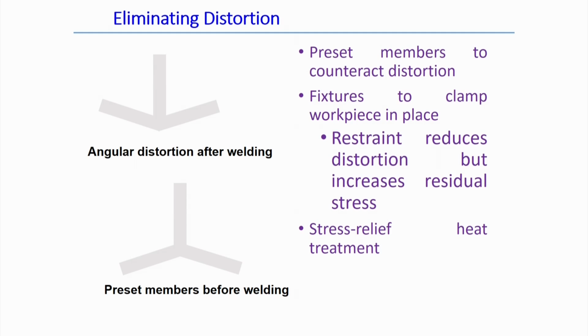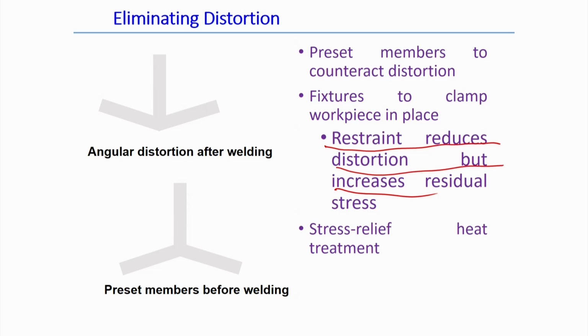The second is to use a fixture to clamp the workpiece in the proper position, to avoid any kind of distortion. Another is restraint. Restraint reduces the distortion, but at the same time it will tend to increase the amount of residual stress. So you should be very careful when applying any kind of mechanical restraint to reduce the distortion, because it actually increases the residual stress.